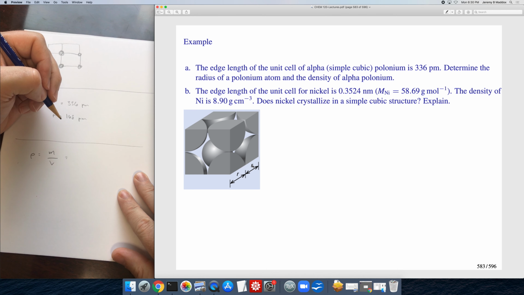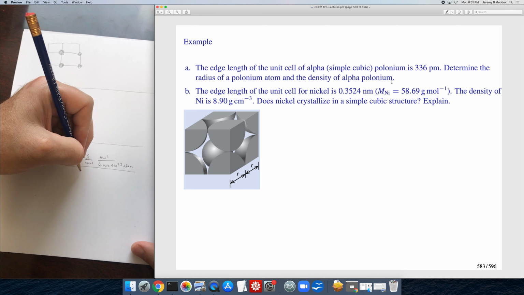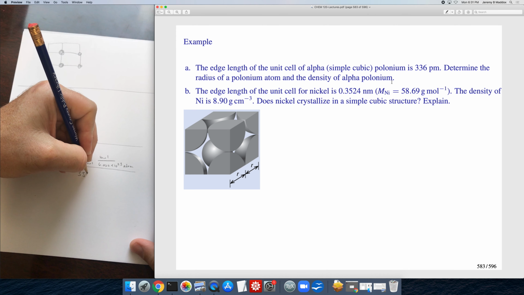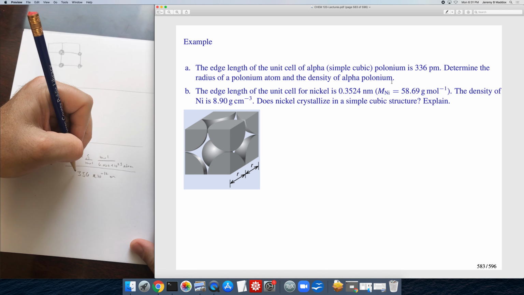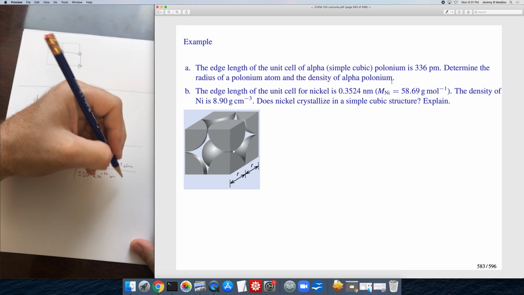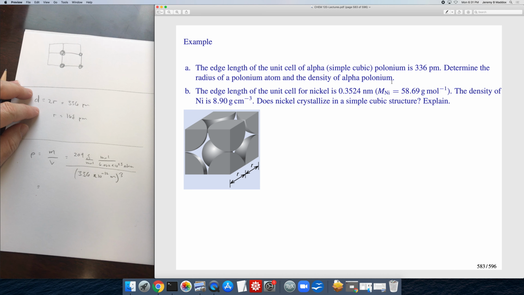Then we need to divide by the volume of the crystalline unit cell. The edge length is 336 picometers, so we'll take 336 times 10 to the minus 12 meters, and then we'll cube that. That's going to give us the density in grams per cubic meter.